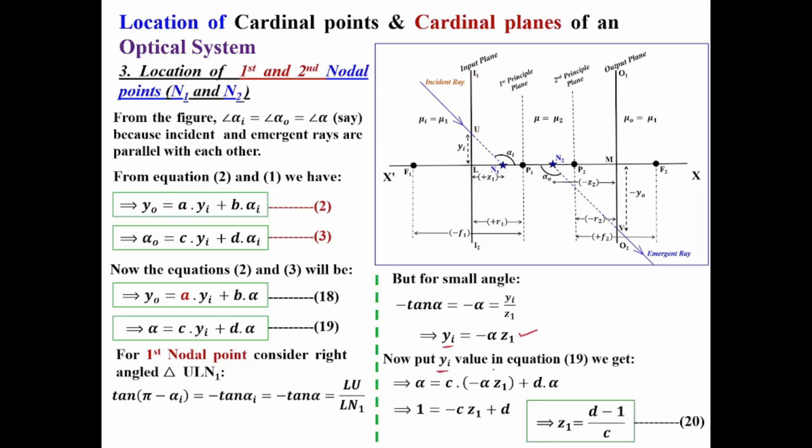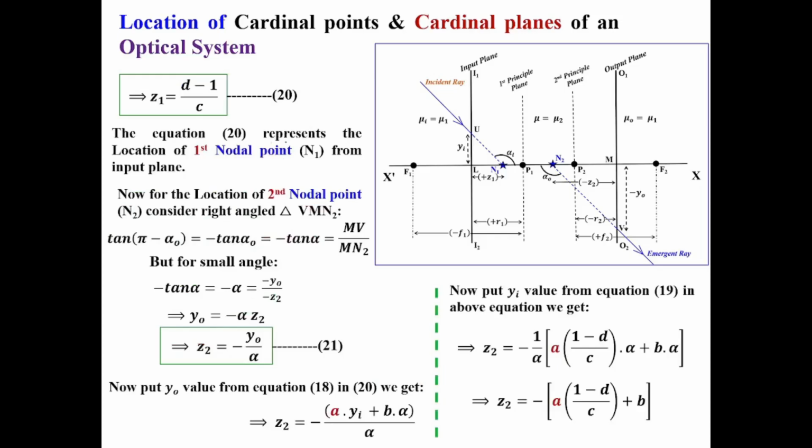Now put this yi value in equation number 19. Here in equation number 19, instead of yi we have to write minus alpha z1. So that implies alpha, already alpha, is equal to c into minus alpha z1 plus d alpha. Just simplify here, alpha gets cancelled. We find z1 equal to d minus 1 by c. Let this be your equation number 20. This z1, or equation number 20, represents the location of the first nodal point n1 from the input plane, that means from the input plane towards the right.